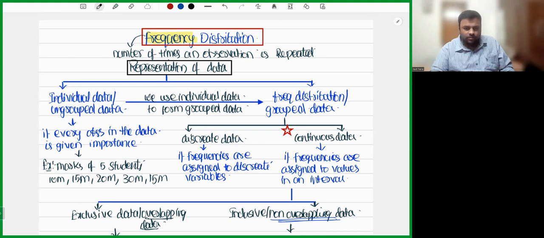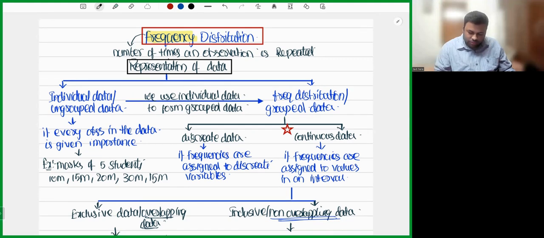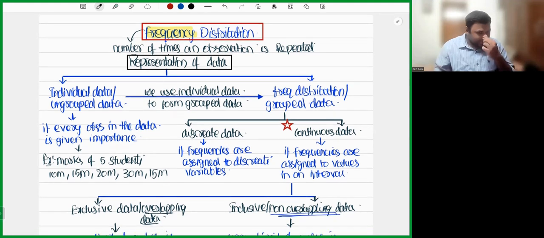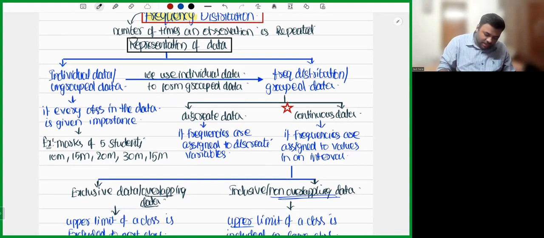Sure, let's continue. The number of times an observation is repeated, we call it frequency. In representation of data, we have two forms. First, individual or ungrouped. Next, frequency distribution or grouped data. First, let's understand individual data or ungrouped data.